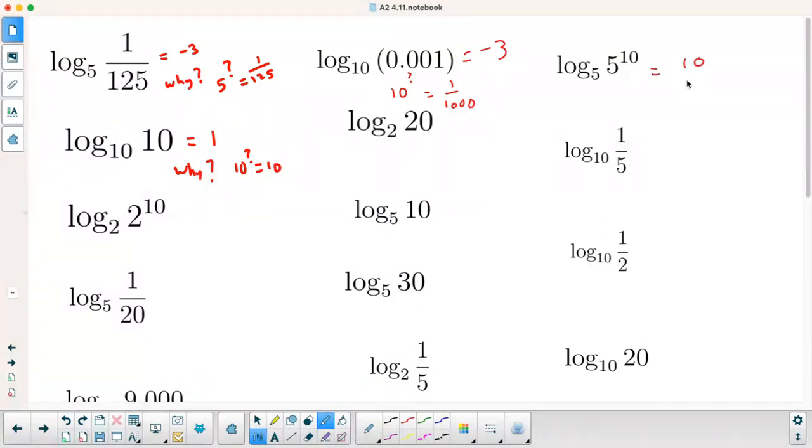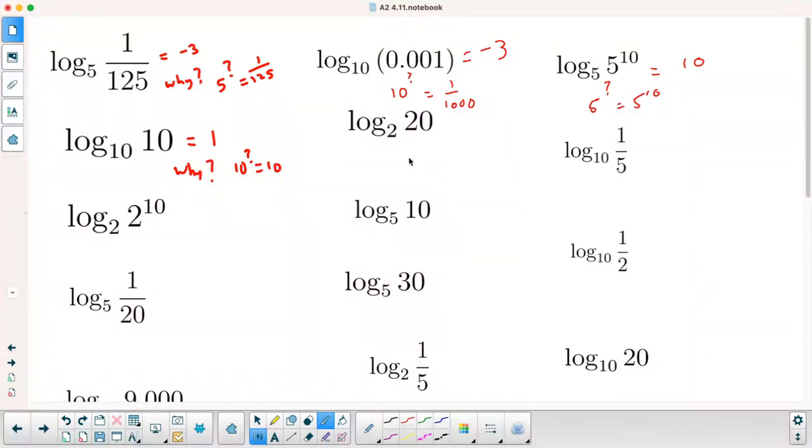This one's going to be 10. How do I know it's 10? Because 5 to what power equals 5 to the 10th? Well, obviously this would have to be a 10 to make these two equal. All right, this one here, I did that. Obviously these would have to be 1.